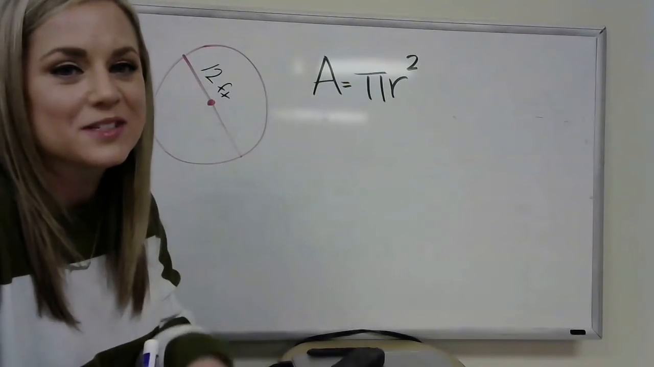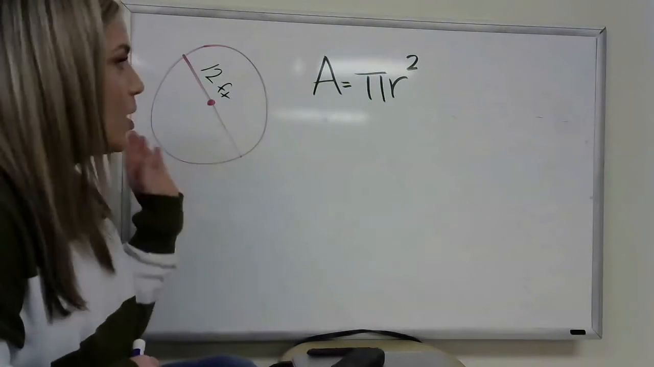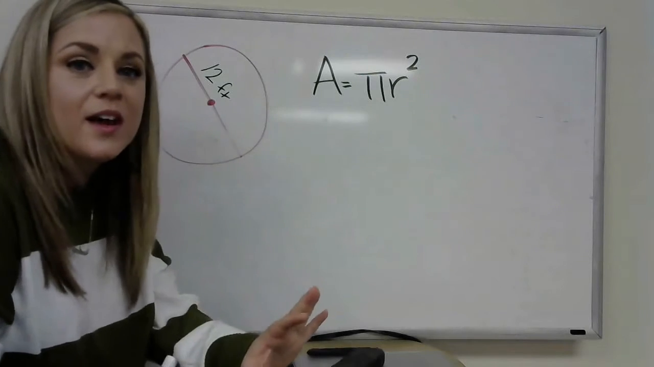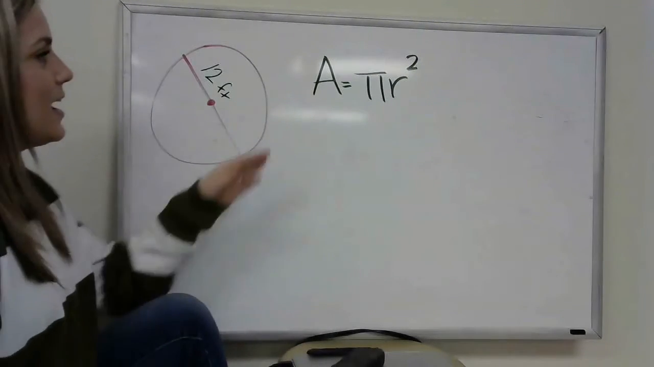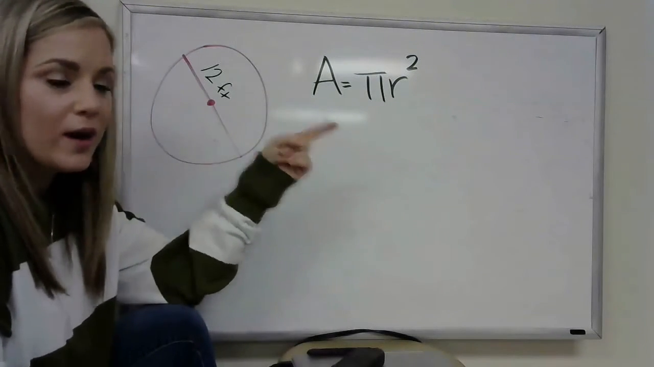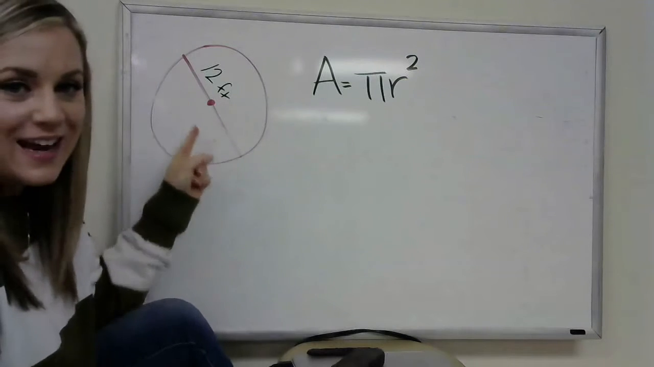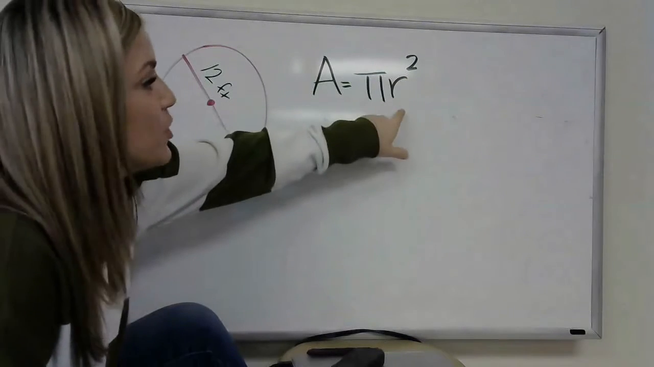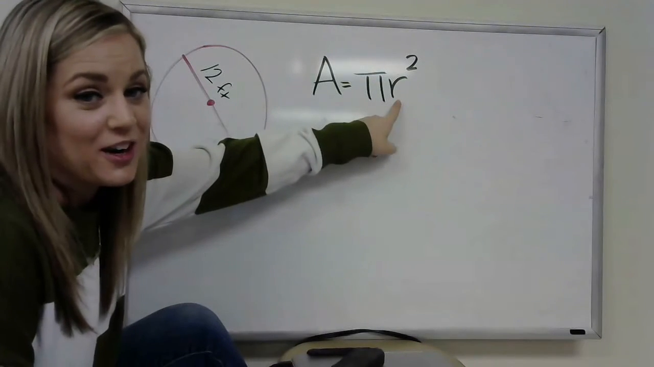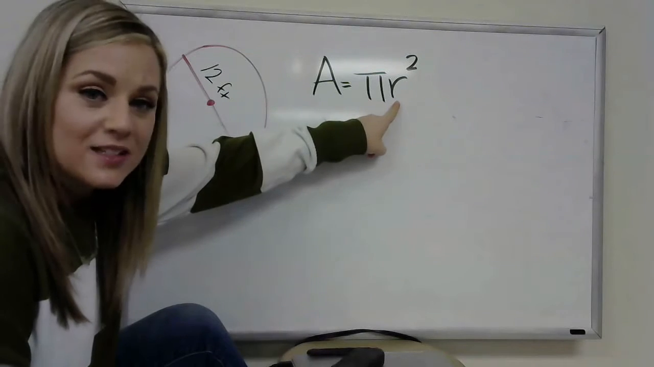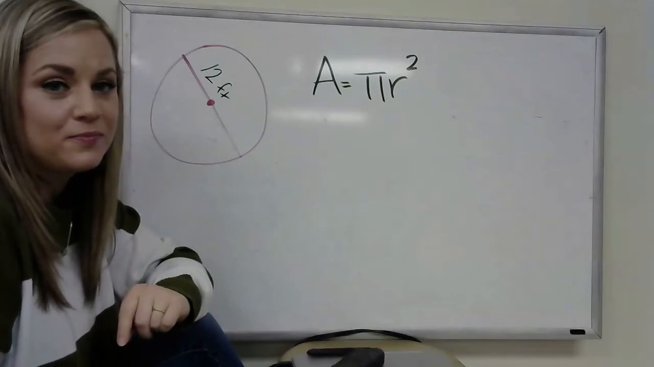All right, guys, so this one's going to be a little easier, so make sure that you are practicing these on your own. So pause this, and you've got area equals pi r squared, and 12 feet is the diameter, but we're looking for the radius. So let's pause this and try this on your own.